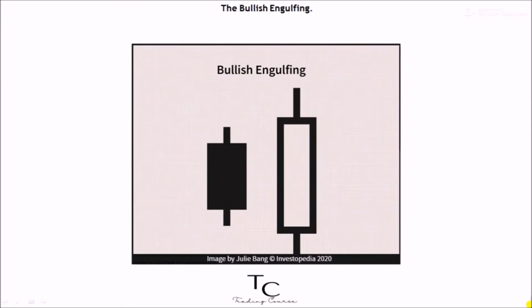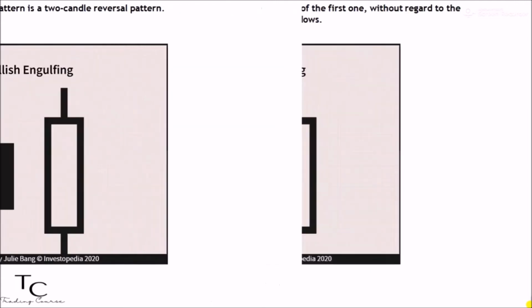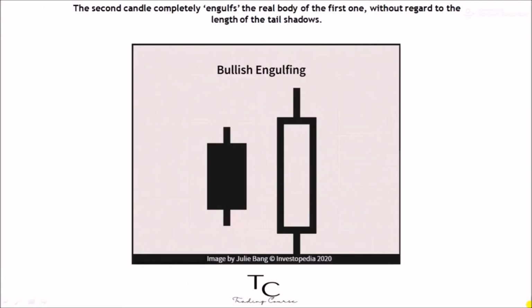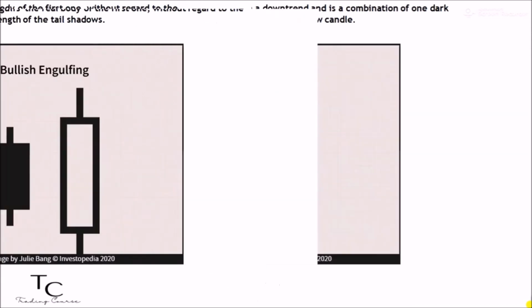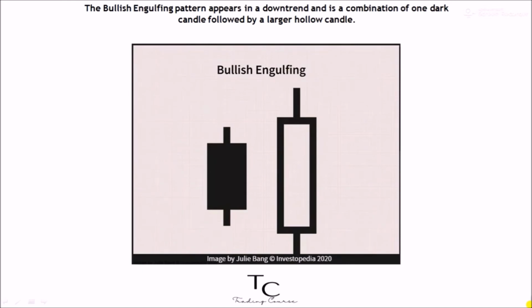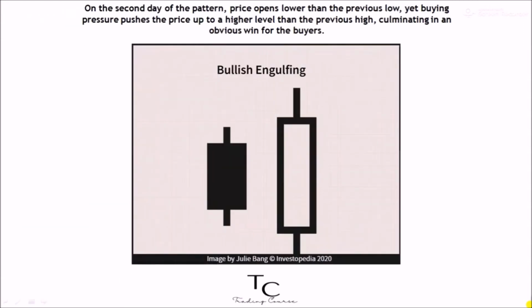The bullish engulfing. The bullish engulfing pattern is a two-candle reversal pattern. The second candle completely engulfs the real body of the first one, without regard to the length of the tail shadows. The bullish engulfing pattern appears in a downtrend and is a combination of one dark candle followed by a larger hollow candle. On the second day of the pattern, price opens lower than the previous low, yet buying pressure pushes the price up to a higher level than the previous high, culminating in an obvious win for the buyers.